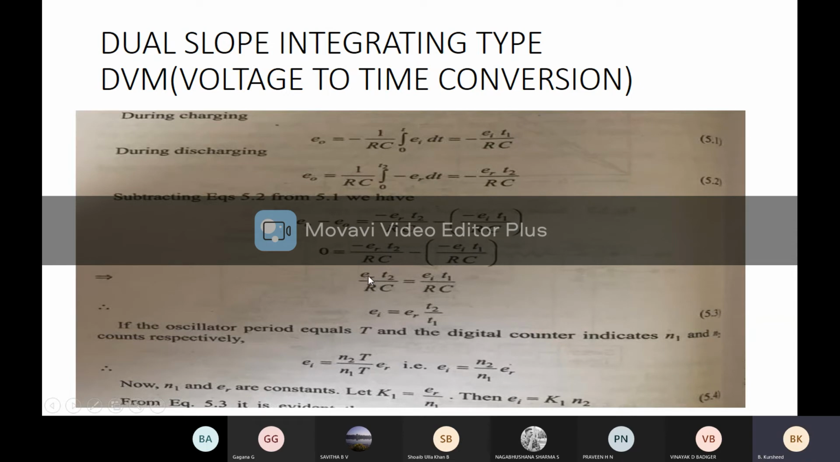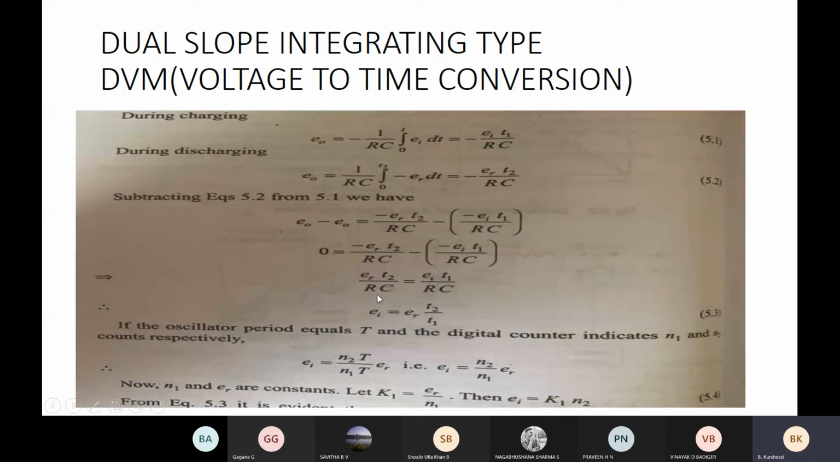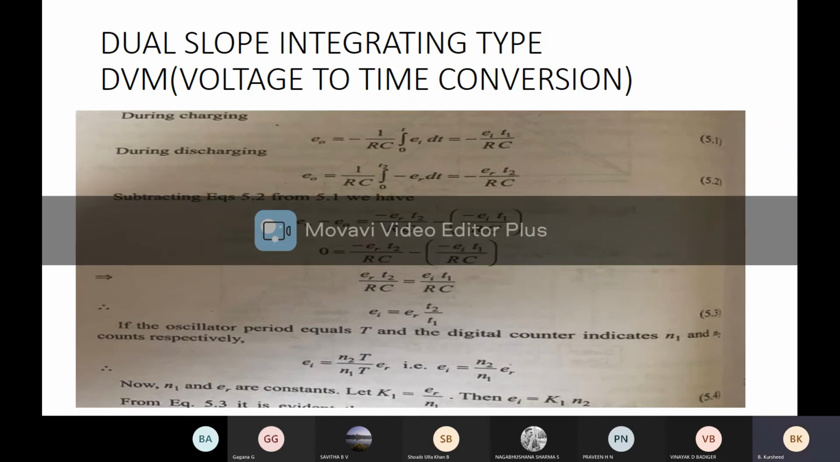This you copy down. ER T2 by RC, EI T1 by RC. EI is equal to ER into T2 by T1. Based on these two, many problems are there. Copied.